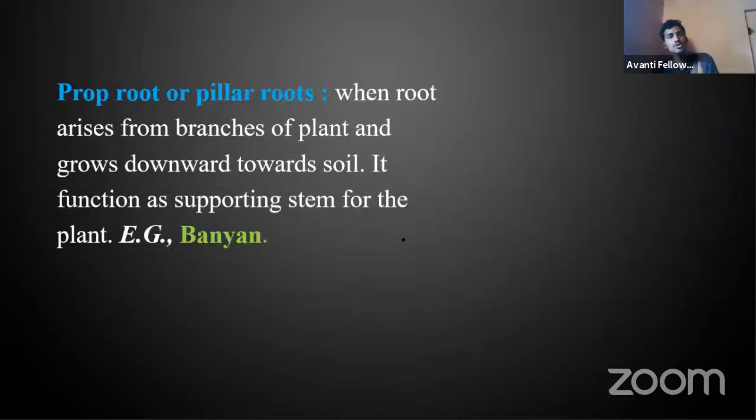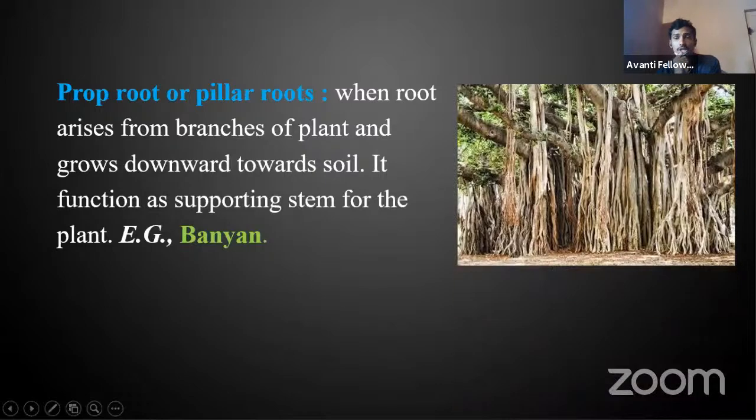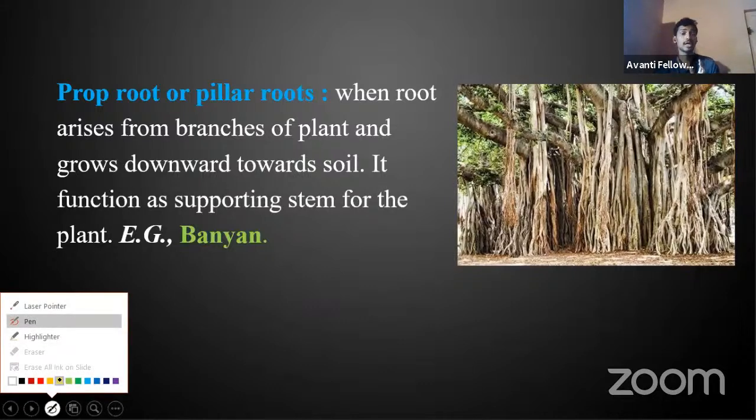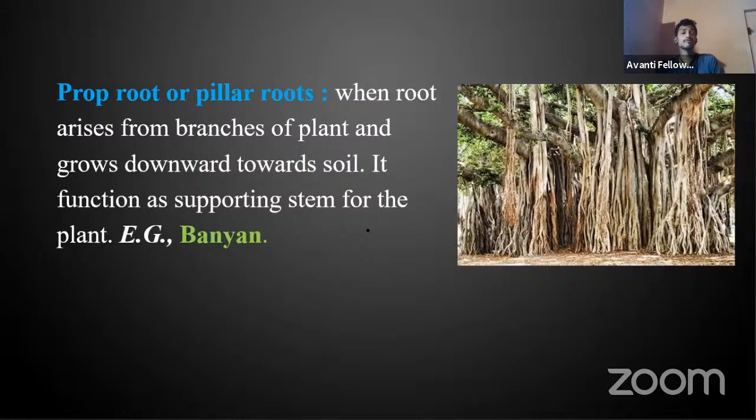So the second one is a prop root or the pillar root. So what are prop or pillar roots? So here it comes, then you can understand this, right? When roots arise from the branches of the plant and grow downwards towards the soil, it functions as a supporting stem for the plant. Look, this is what I thought of explaining that time. These are a type of adventitious root. Remember, this is a type of adventitious root.